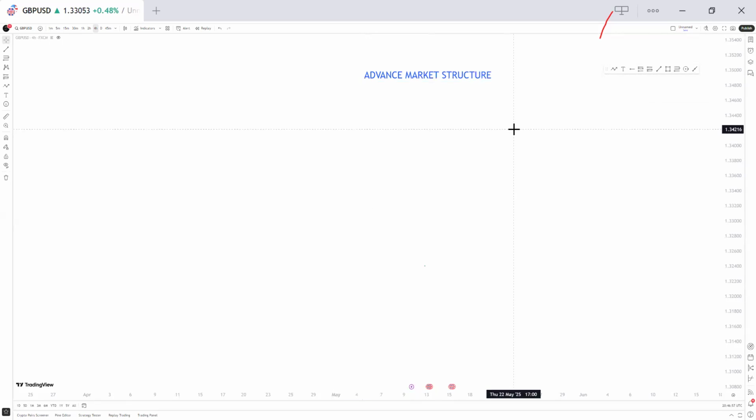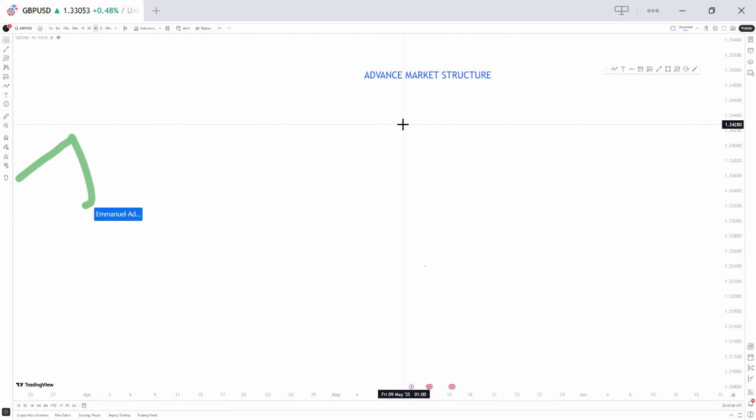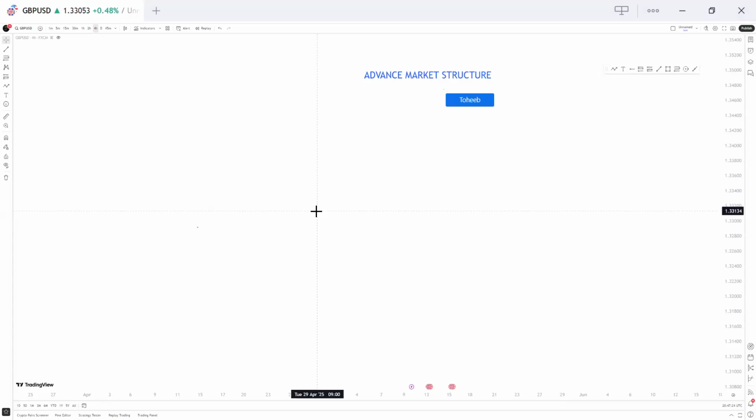Advanced market structure. One thing about this is, if you know how to spot this advanced market structure, you are already halfway there. You are good to go. You understand? If you can spot them, the way you were able to know where your higher highs and higher lows are, all those things. If you can spot the advanced market structure on your charts, you are already good to go. Understand? Very good.